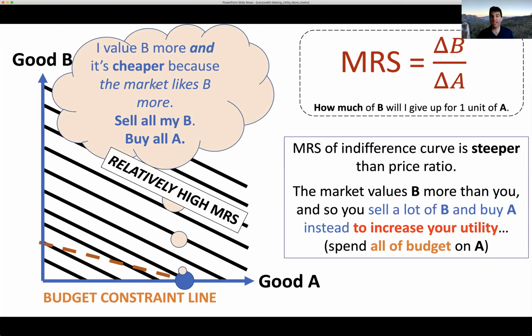Now, if they change the prices of things so that the budget constraint line now has much cheaper A, then I might say, well, you know what, I value B more and it's cheaper because the market likes B more. So then I sell all my B and buy all my A. And so in this budget constraint line, the value shifted and I shift the other way. And you can see this is, again, the best way to reach the highest indifference curve. So it's the relationship between these two.